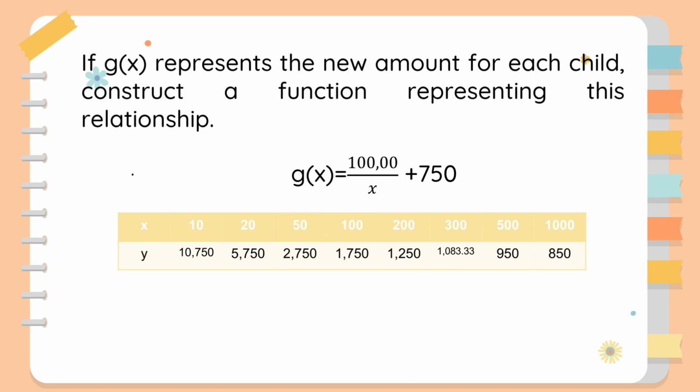Thus, the equation will be g of x equals 100,000 over x plus 750. So, if the barangay has 10 children, each child will receive 10,750. If there are 20 children, each child will receive 5,750. If there are 50 children, each child will receive 2,750. If there are 100 children, each child will receive 1,750, and so on.